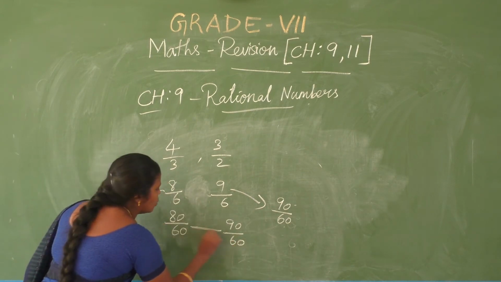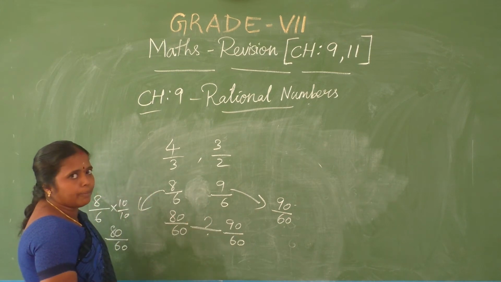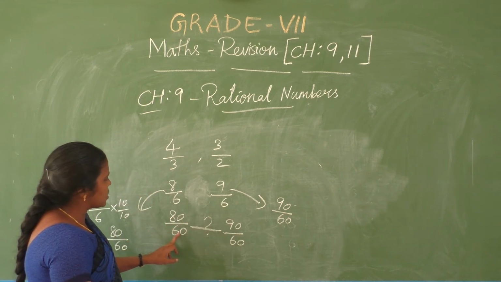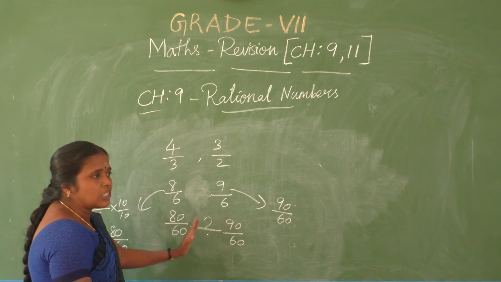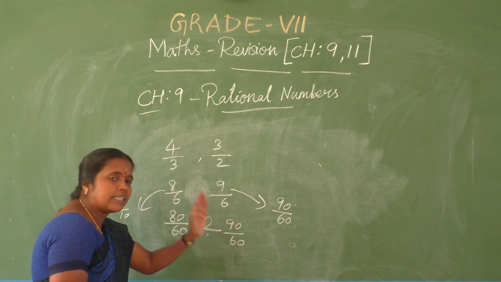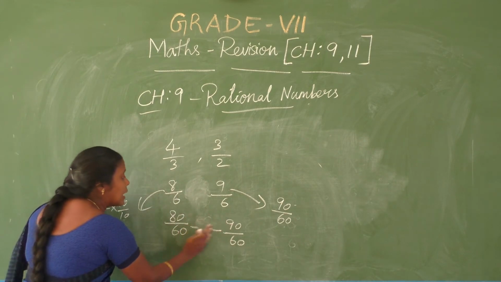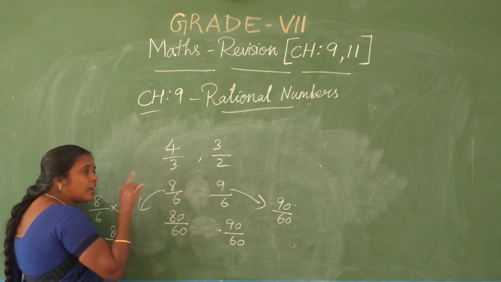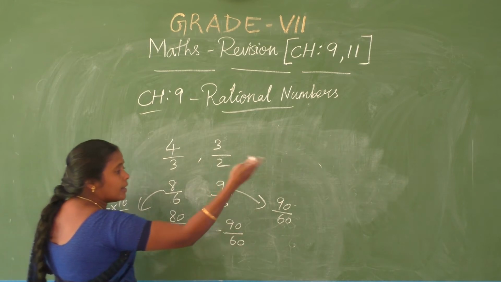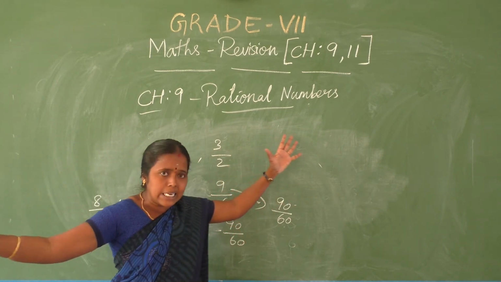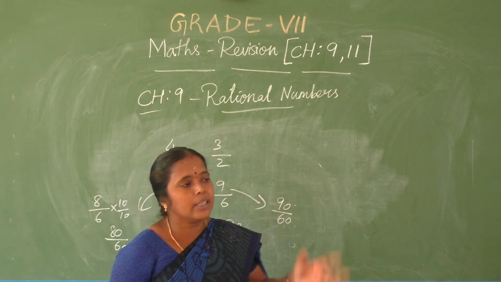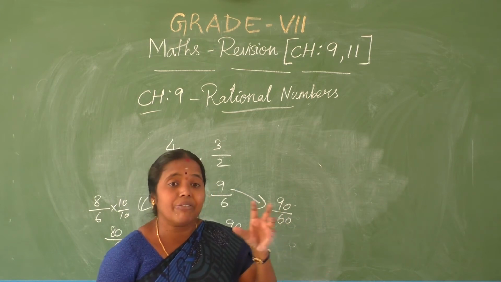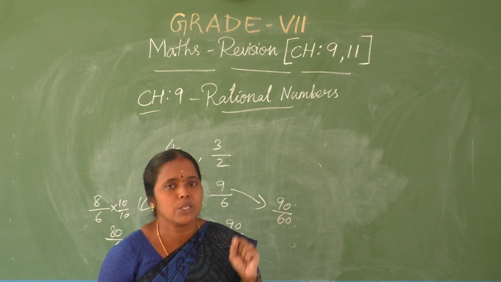Yes or no? Between them, how many can we find? Many. 80 by 60, after that 81 by 60, 82 by 60, etcetera, 89 by 60. Clear? Is that all? No. It can be extended again: 800 by 600, 900 by 600. So by extension, if we go like this, we can find a lot of rational numbers between any two rational numbers.